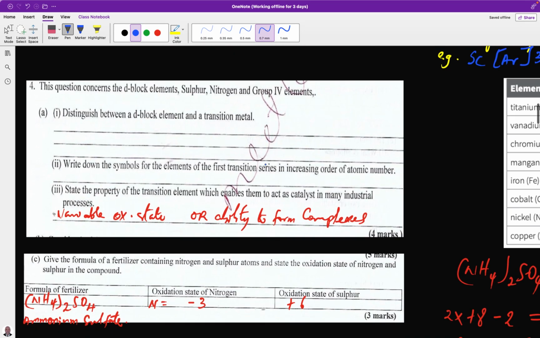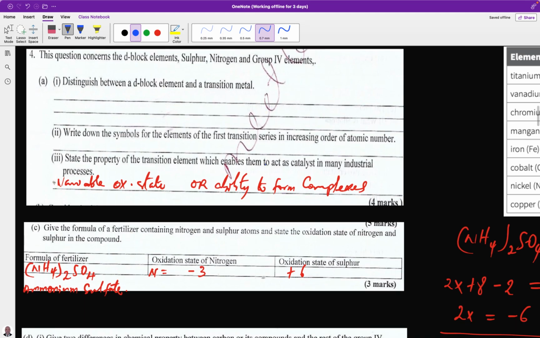Now, state the property of the transition metal which enables them to act as catalysts in many industrial processes. There are 2 properties I said. The first property is variable oxidation state. With the variable oxidation state, they will have the ability to change oxidation state, as ions, 1 or more ions.